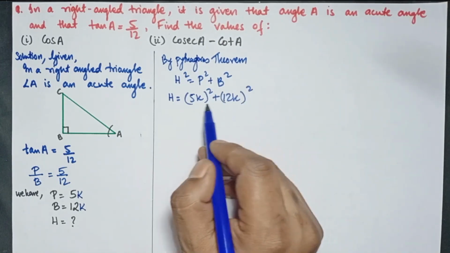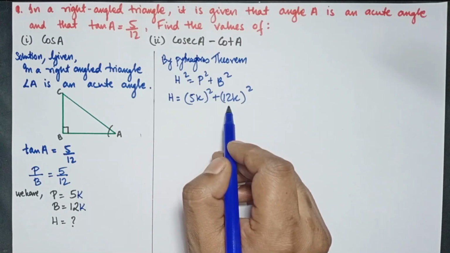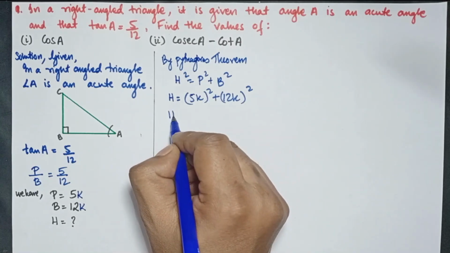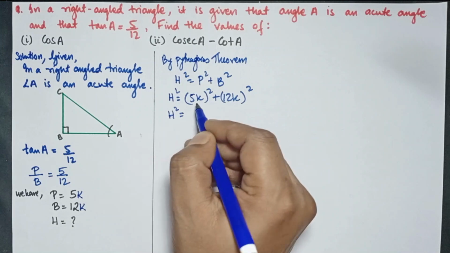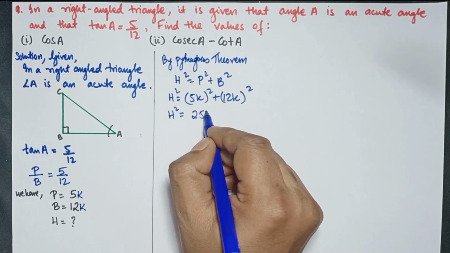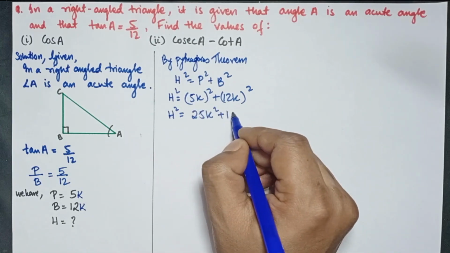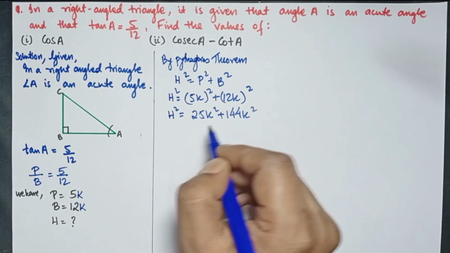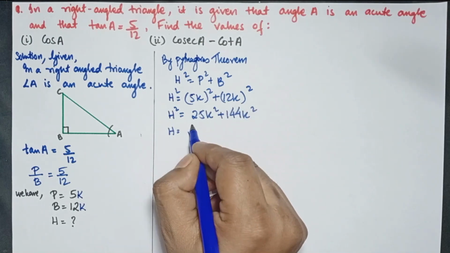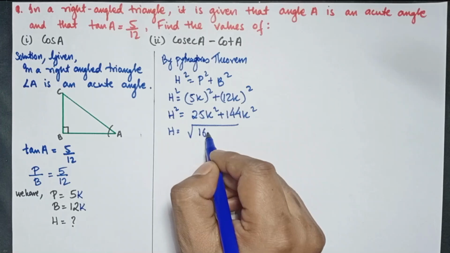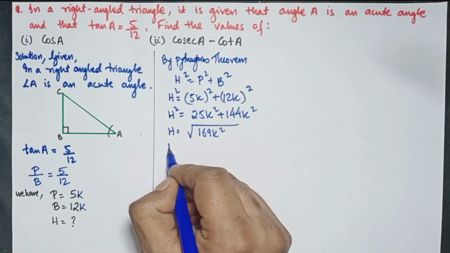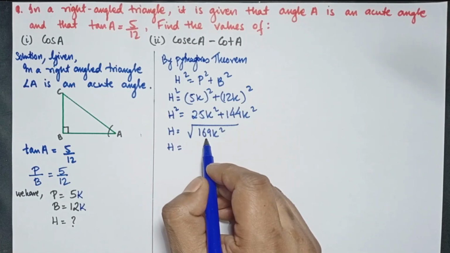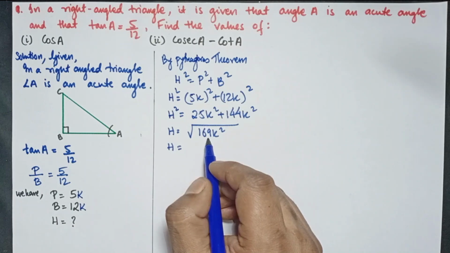If you are getting confused, you can do it without writing the value of k also. So h square equals 5 square is 25k square plus 12 square is 144k square. So h equals under root. When I add this, obviously I'll get 169k square. So h equals, you know that 169 is 13 into 13.